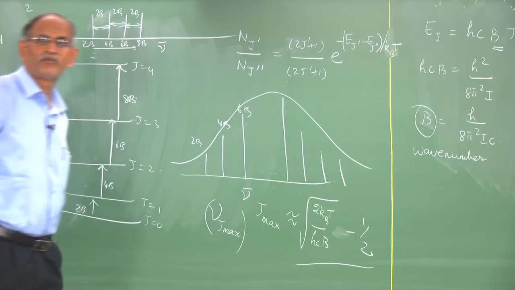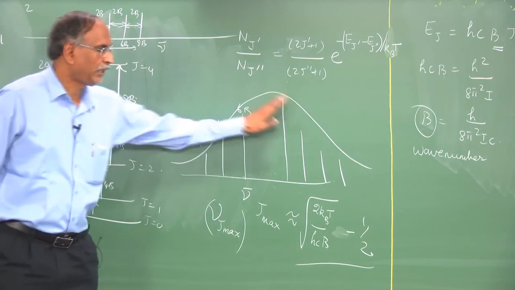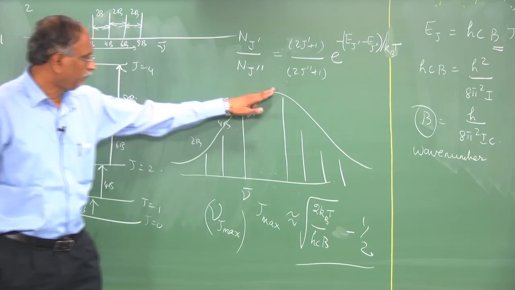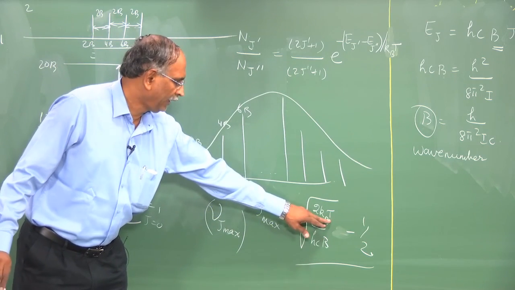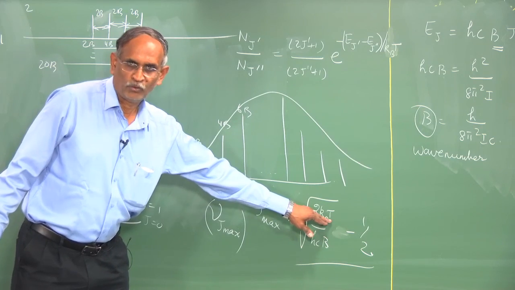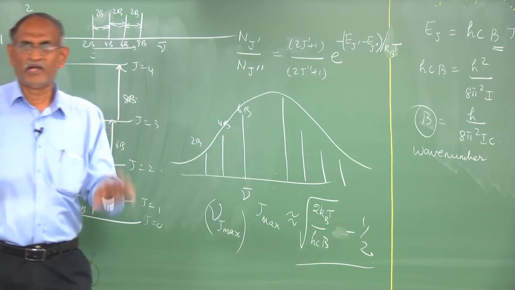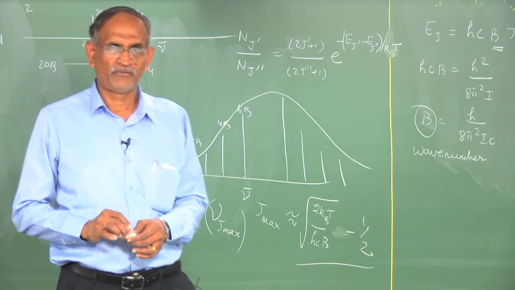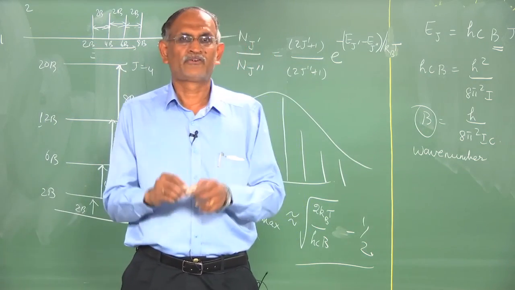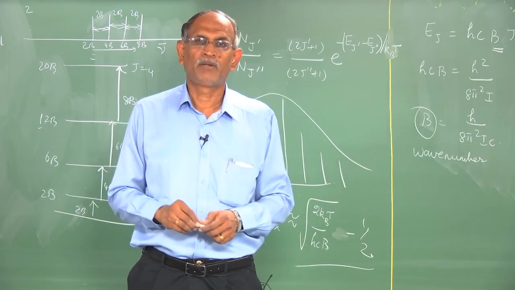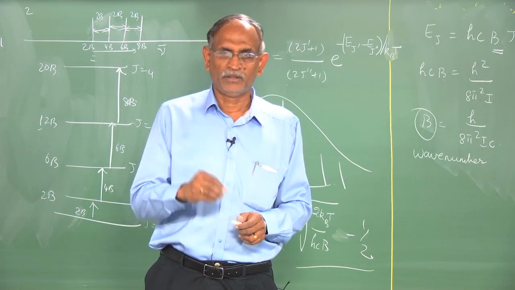This was also shown in one of the lectures, meaning that the intensity of absorption for a rotational spectrum has an envelope of this kind, and the maximum is given by the corresponding value of B and is also proportional to the square root of T. This is as far as the microwave spectrum is concerned. Let me continue with the next short summary of the polyatomic molecular microwave spectroscopy in a minute.